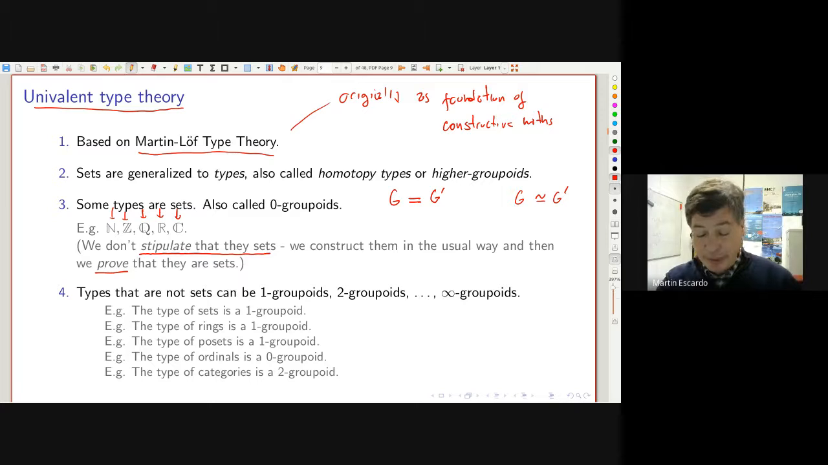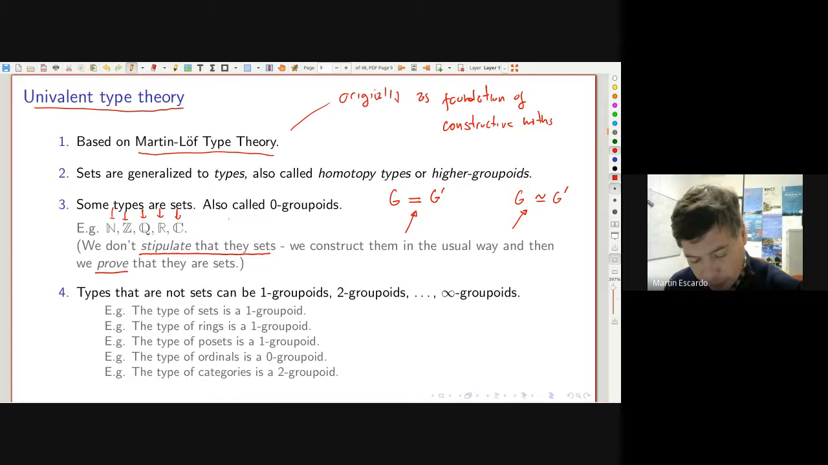Now, what this means is that two groups can actually be equal in more than one way, because if you have two different isomorphisms between the same two groups, you will have several equalities, each equality corresponding to an isomorphism. So we say a type is a set if there is at most one way for things to be equal.